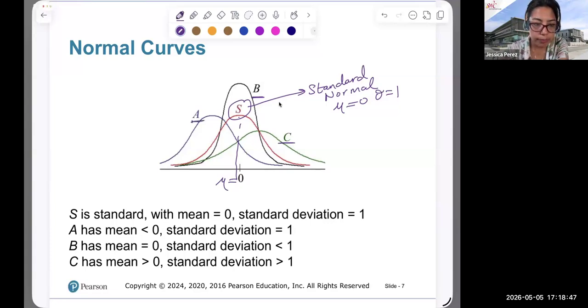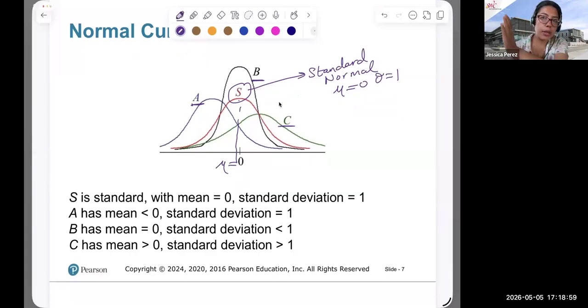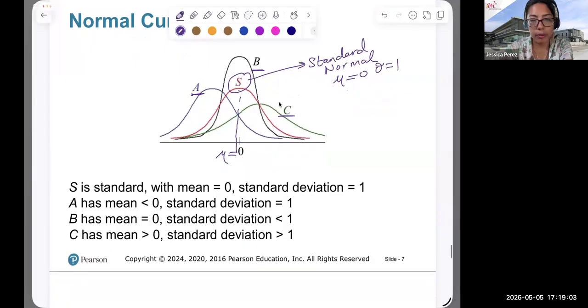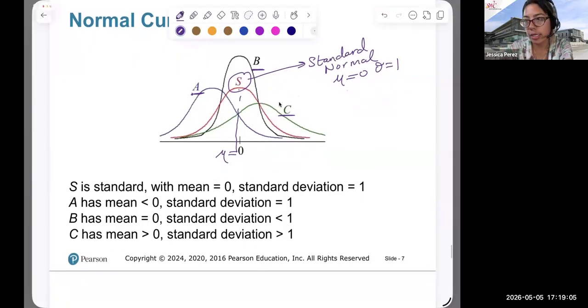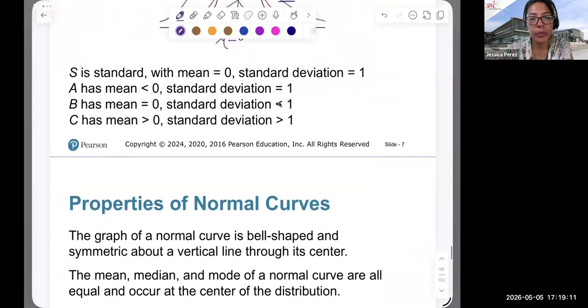You have symmetry. So A has a mean less than 0 and a standard deviation of 1. Curve B has a mean equal to 0, but a standard deviation less than 1. And C has a mean greater than 0, so it's kind of pushed towards the right, and a standard deviation greater than 1. So these are the different types of normal distributions we can have, but they're not going to be standard.